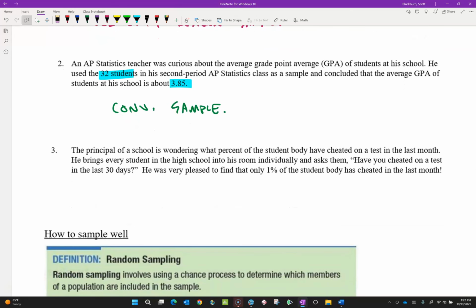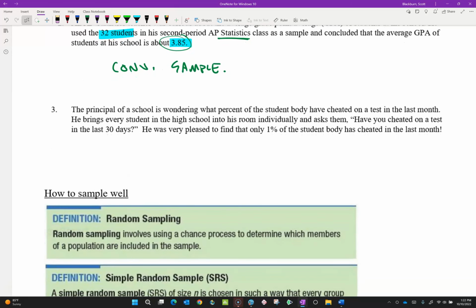And again, if you're in AP Stats, that's an AP class. It's advanced placement. Some students don't take any advanced placement classes. There's nothing that really indicates that the types of students that take AP Stats would be representative, on average, of all the other kids at the school.